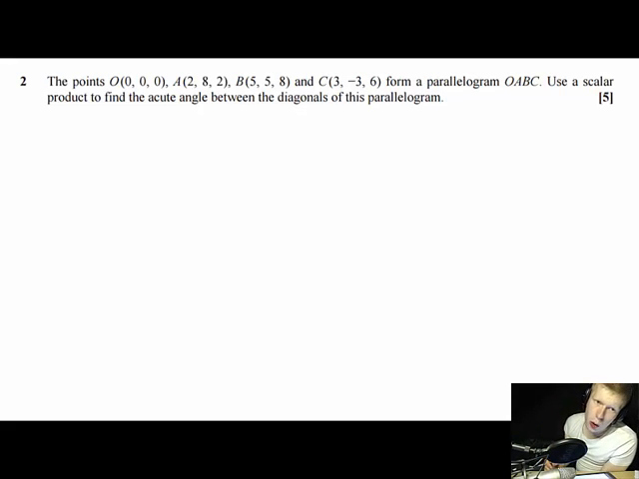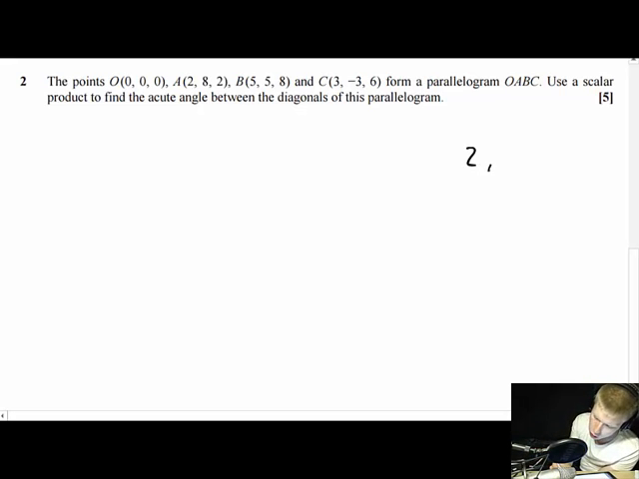Hello, so I've been given 4 points, O, A, B and C, and I've been told they form a parallelogram, O, A, B, C. I use a scalar product to find the acute angles between the diagonals of this parallelogram. Okay, well, let's make sure we're all on the same page, and that we also understand what these coordinates mean in 3 dimensions.